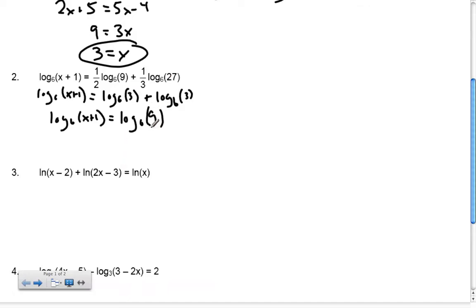Now, this is nice and easy because we have only one log base 6 on both sides, and they're equal to each other, so we can drop the logs. X plus 1 is equal to 9, x is equal to 8. So let's see if that ends up working out.